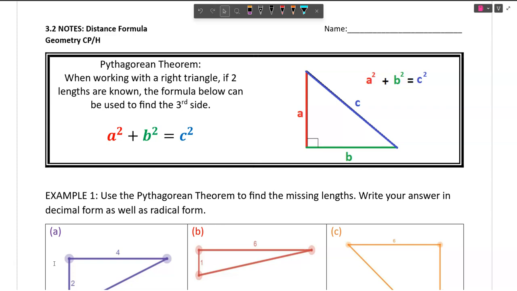This is not what distance is. Distance is trying to find a length. So we're looking for a numerical value of how long a particular segment is. So that's what we're going to talk about in this video.